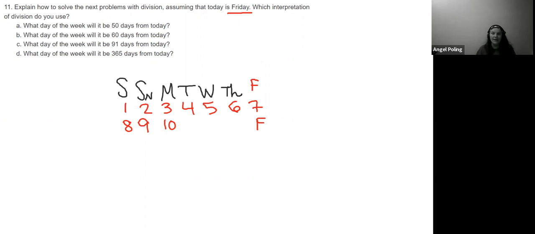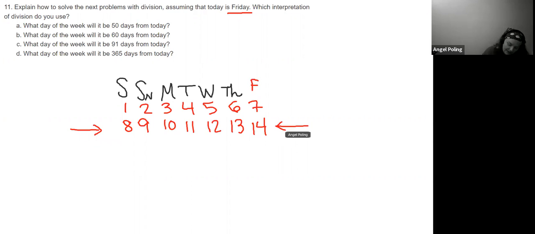Now, if we have days that are 11 days away, then we are on a Tuesday, 12 days away will be a Wednesday, 13 days away will be a Thursday, and then 14 days away will be a Friday again. So 14 days away. Okay, now let's take a look at this second row here and see what we have.